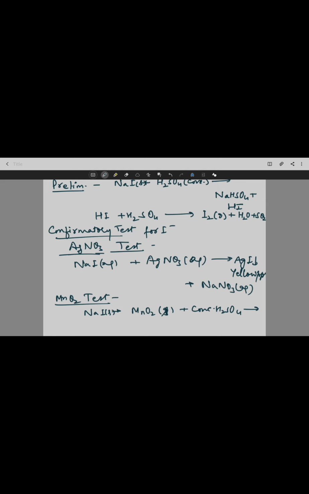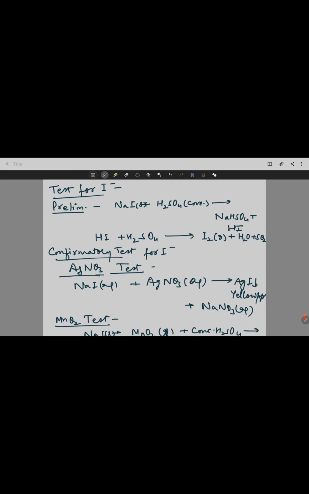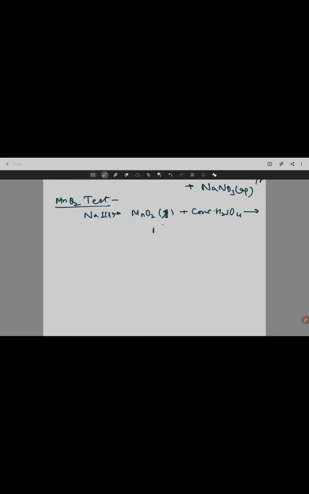So how do we write this reaction? It can be written in exactly the same way as we have written there. We will get MnSO4 plus H2O plus iodine vapors. So that is the chemistry behind chloride, bromide and iodide.